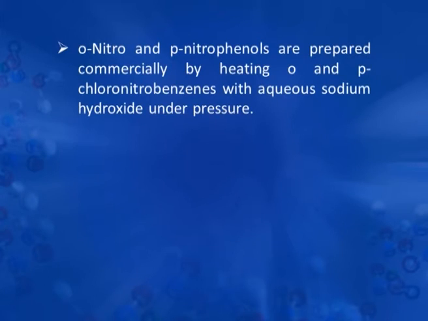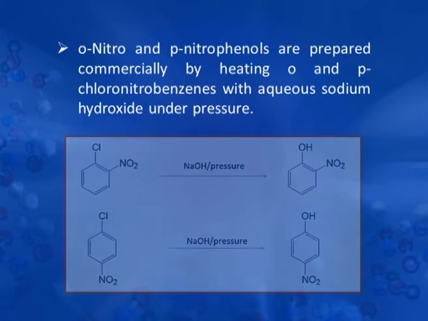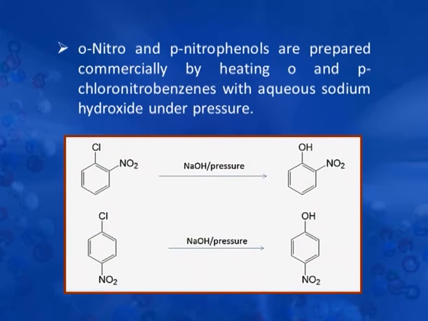Orthonitro and paranitrophenol are obtained in very good yield commercially by the reaction of orthonitrochlorobenzene and paranitrochlorobenzene with sodium hydroxide under reduced pressure. This method is used for the commercial preparation of orthonitrophenol and paranitrophenol, because the usual nitration of phenol produces very low yields.